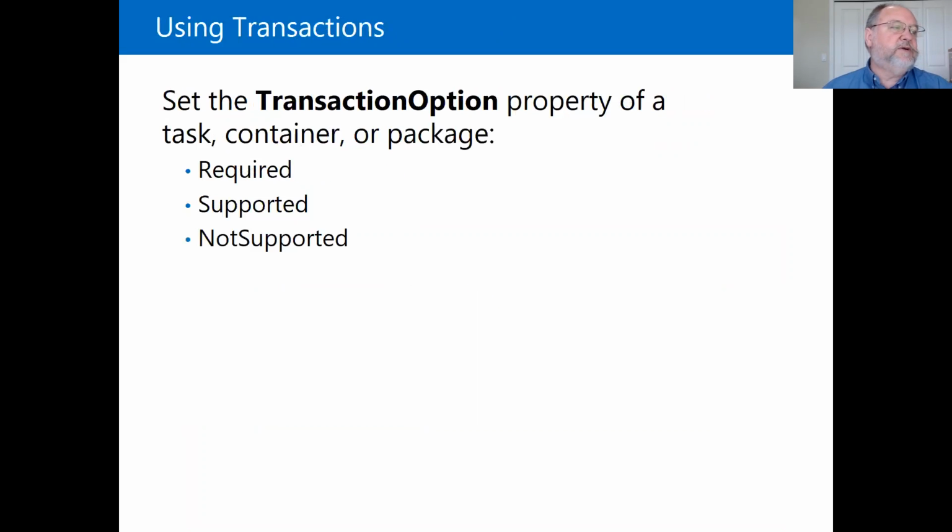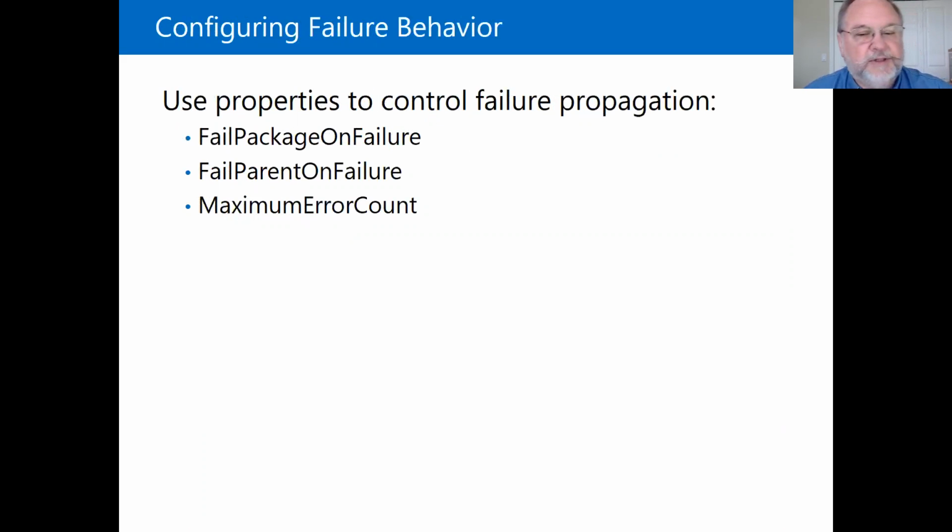So what we're describing here is what happens when certain options fail. So if my task fails, what do I want to occur? Do I want the entire package to fail, or do I want just the parent, my container, to fail? So you can control that way.